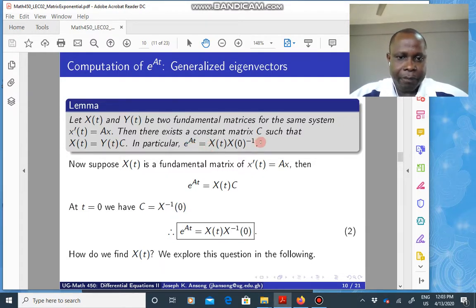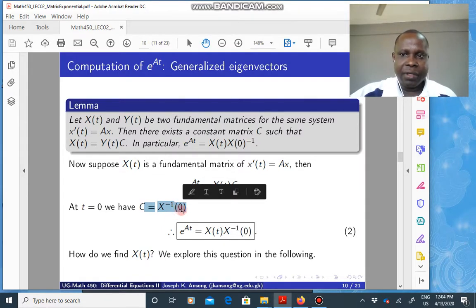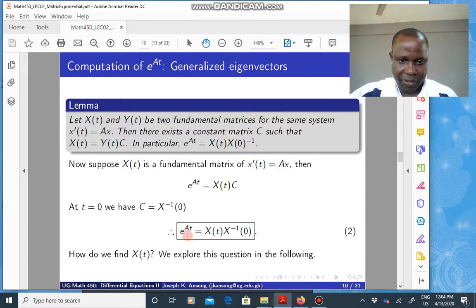Why is that? We have already seen that the matrix exponential is a fundamental matrix. So suppose you have a second fundamental matrix, capital X of t, then by this lemma we can write e to the At as X of t times C. Now if you plug t equals 0 in here, this gives you the identity matrix. This is X of 0, which means that C can be written as the inverse of X at 0. So you plug C back into this equation, and then you see that the matrix exponential can be written as this. So take note of this.